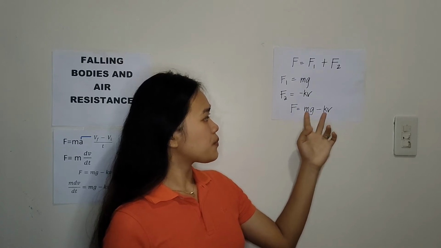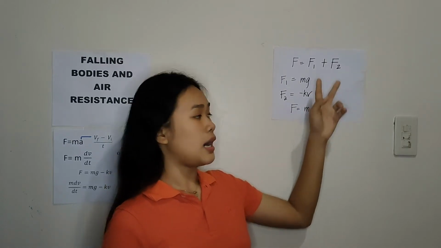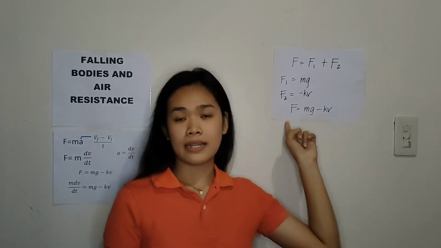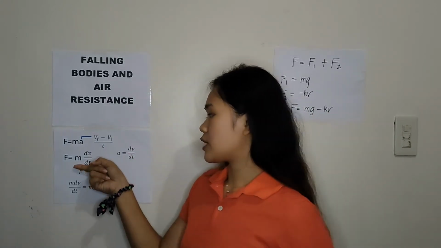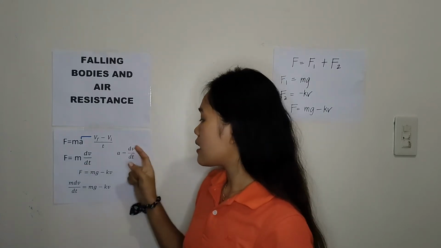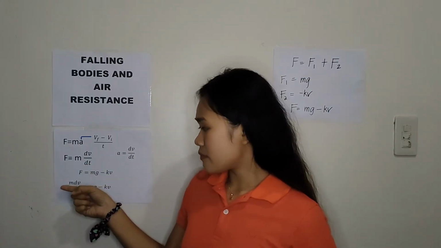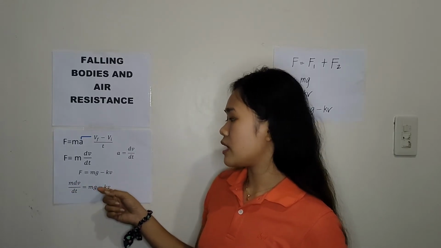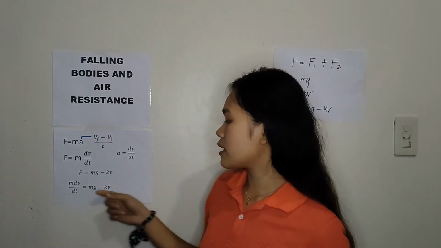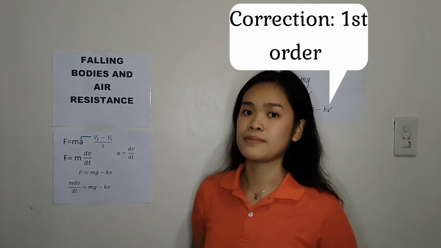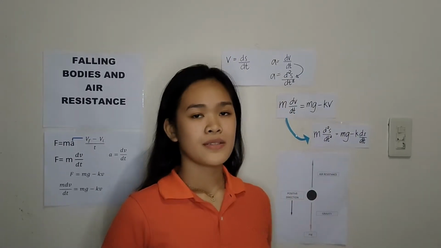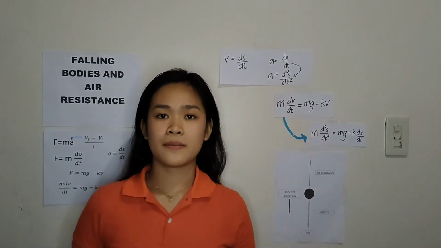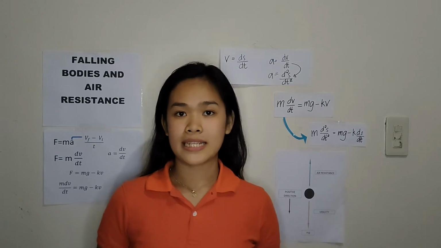Ito na yung dalawang force na value niya. So, yung force na to ay ipapalitan natin ng itong formula. Kaya ang mangyayari, m dv over dt is equals to mg minus kv. Kaya ito ngayon yung magiging first derivative natin. So here, k is the positive constant of proportionality.